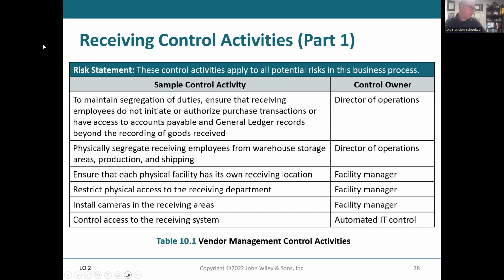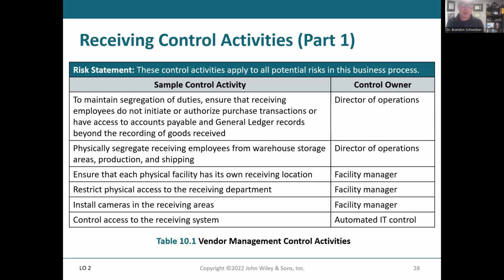Okay, receiving. I've seen a lot of examples of receiving risk at all levels of business, whether it be a small business or medium-sized business or even large business. Maintaining physical restriction is critical.